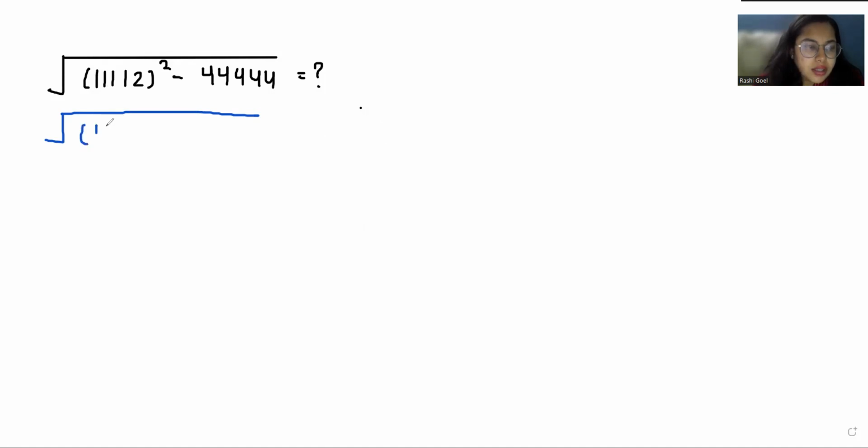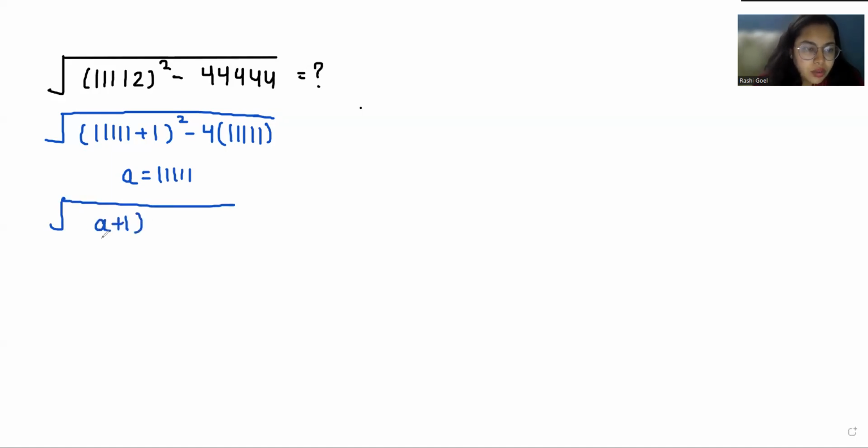11,112 we can write it as 11,111 plus 1 whole square minus, if I take 4 as common, 1 is left. Now if I consider A is equal to 11,111, we can write this as A plus 1 whole square minus 4A.